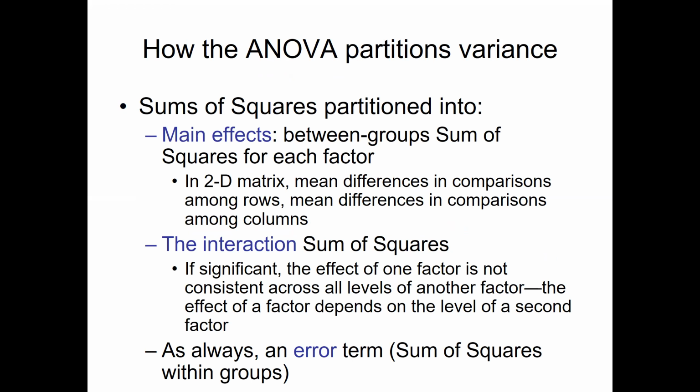So what the ANOVA does is it partitions variance. And what you've seen in one-way ANOVA, which you practiced by hand and in SPSS, is that the total amount of variance was divided into two sources. That was the variance between groups, the variance attributable to between group differences, and the variance attributable to random error.